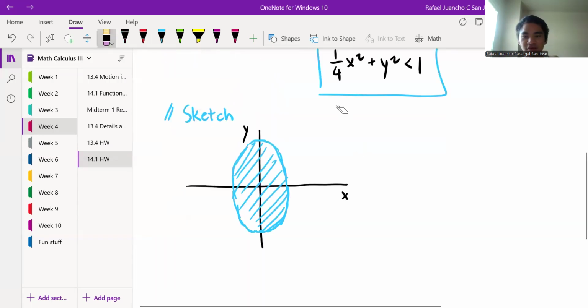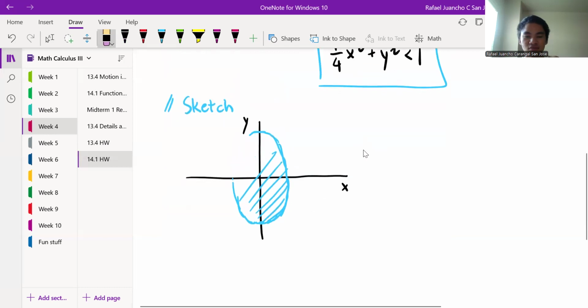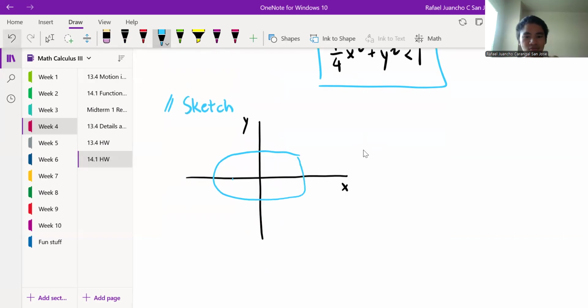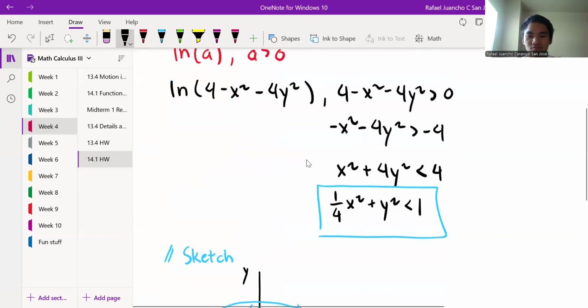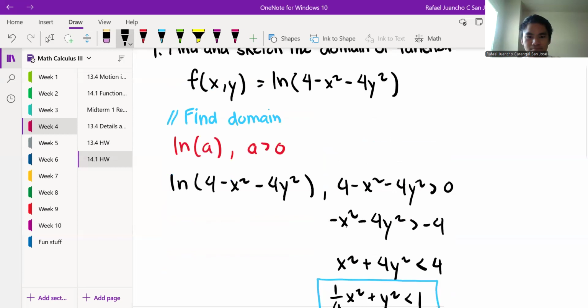So here I'm scaling this thing. Yeah, I forgot. The equation of the ellipse should have a radius of 1. That's why I have to do this. Oops. Something like this. Something like that. Because here I'm scaling my x. Okay, so that's done.